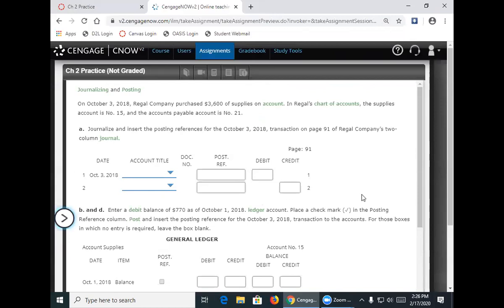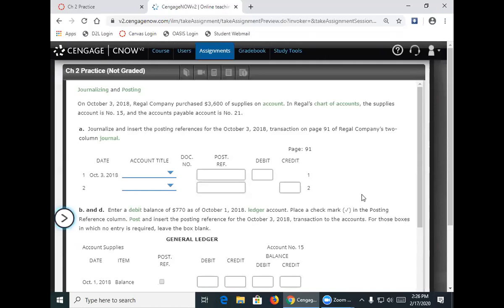So on October 3rd, 2018, Regal Company purchased $3,600 of supplies on account. Okay, so the first thing we're going to do is journalize that entry, and then we're going to show how it's posted into those ledger accounts. So what would I debit and credit? Well, here, let's go back through.